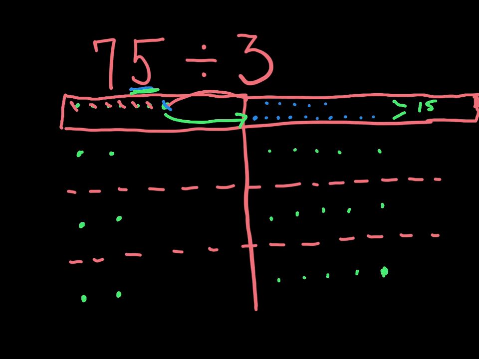All right. So how many do we have? Well, we have 2 tens, which is 20, and we have 5 ones. So what is 2 tens and 5 ones? Well, that is equal to a quotient of 25. So 75 divided by 3 is 25.